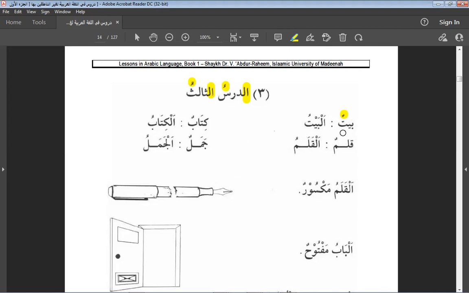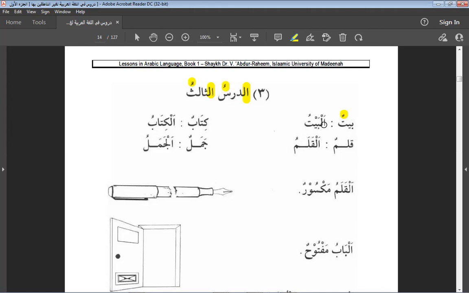We don't know it specifically. If I say baytun, a house, it is no specific house. If I'm speaking with you and I say baytun, a house, you don't know which house we are talking about. That is the indefinite article, which is the tanween.